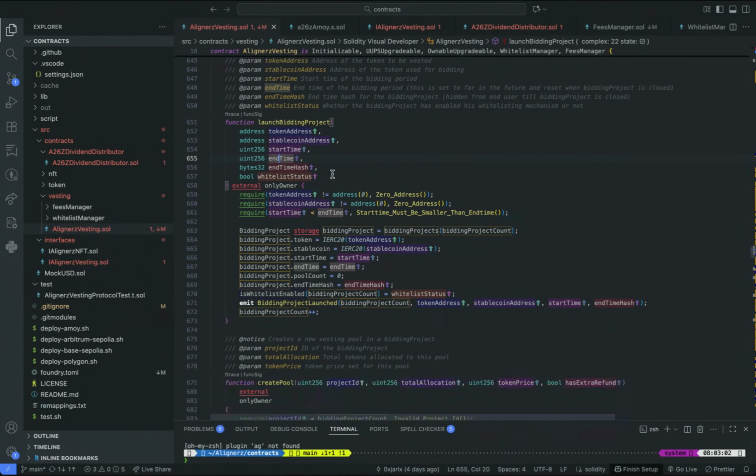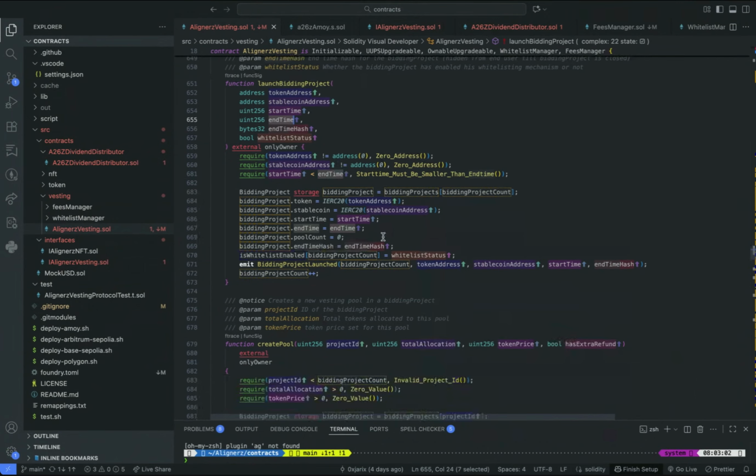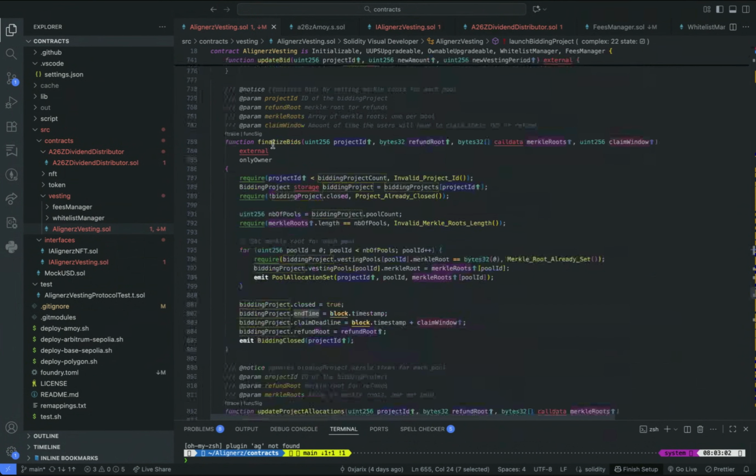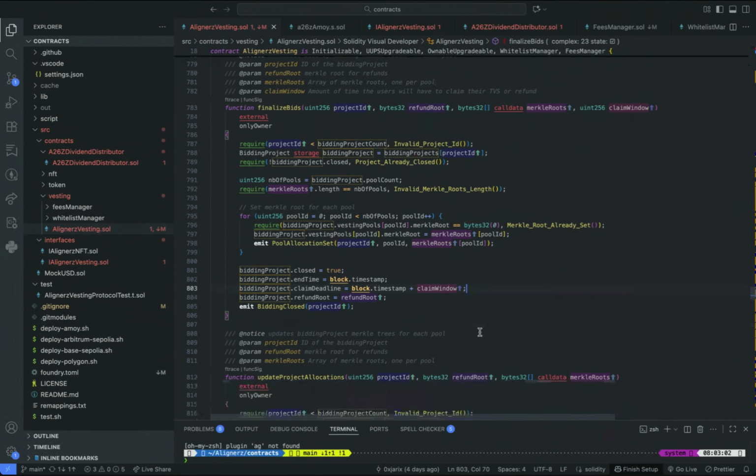Okay, but the thing behind it is that we don't want the user to know when the bidding will actually end. So this value will be set at a certain value so high, then the owner will come and decide to finalize the bids, and this value will be reset at the moment he decides to finalize his bids. Okay, understood?